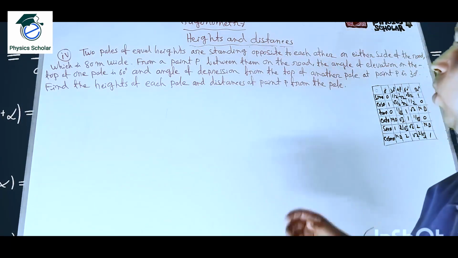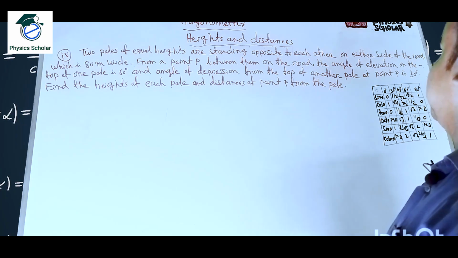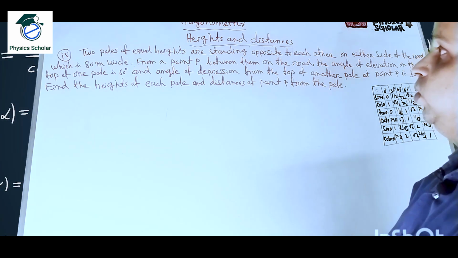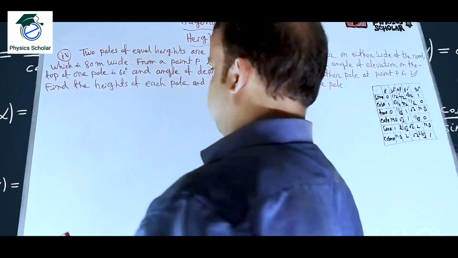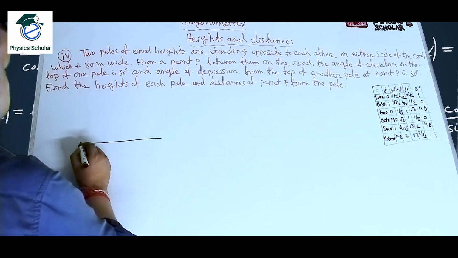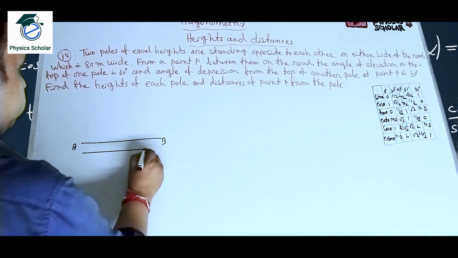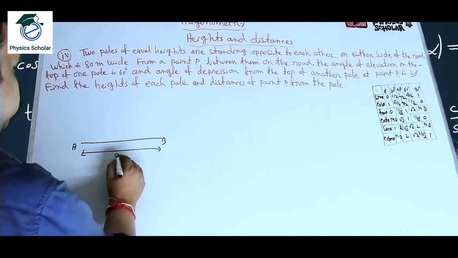Two poles of equal heights are standing opposite to each other on either side of the road which is 80 meter wide. Okay, so let us draw. A road is 80 meter wide. Suppose it is A, it is B. Clear? So the total width of the road is 80 meter.